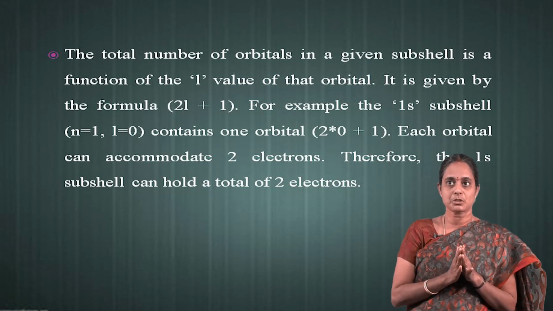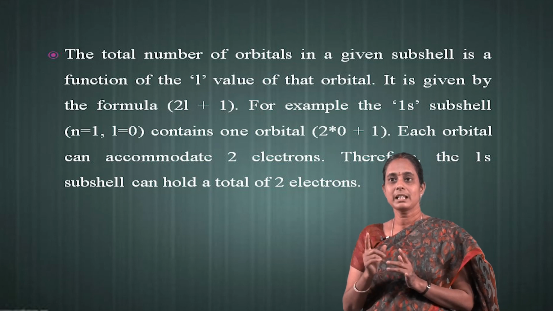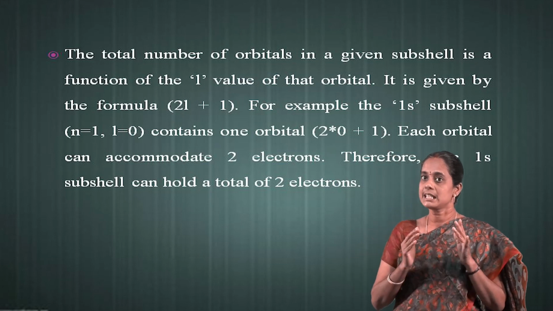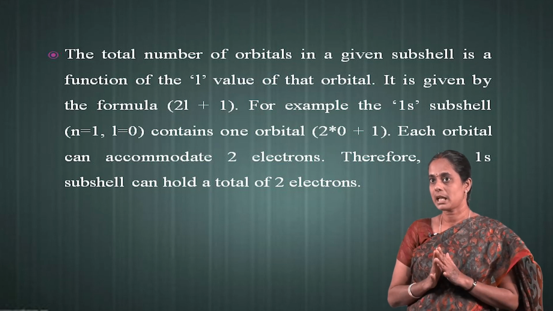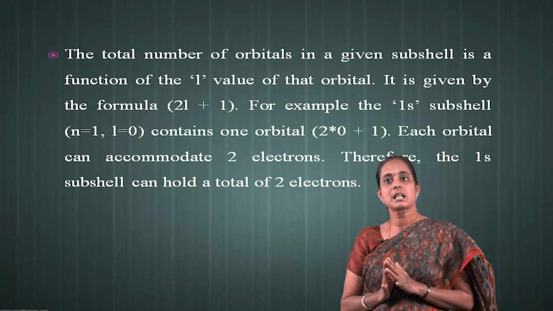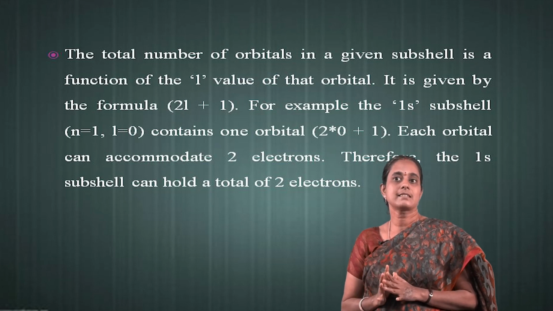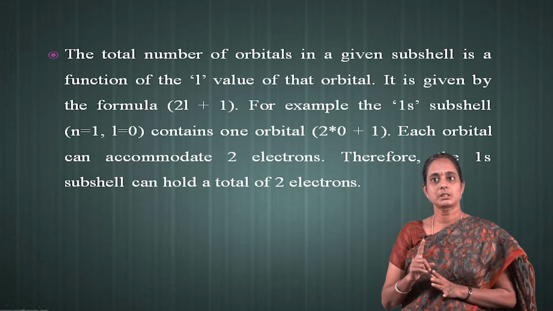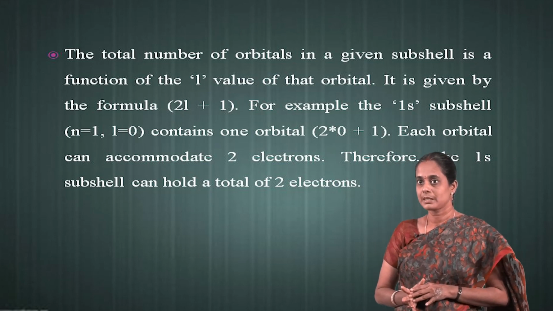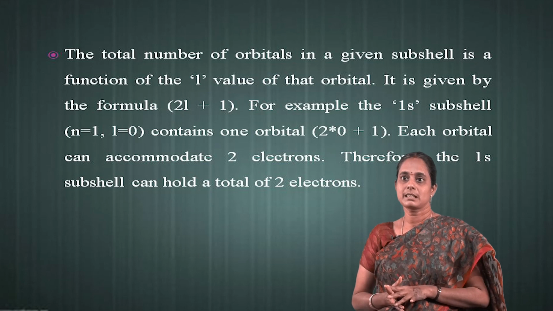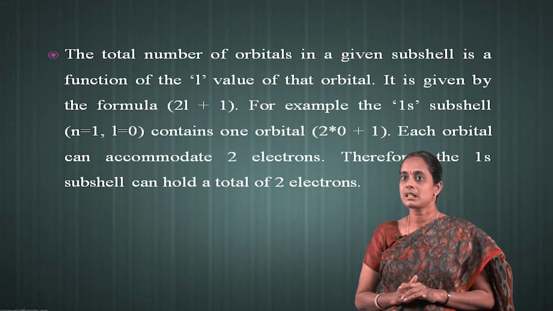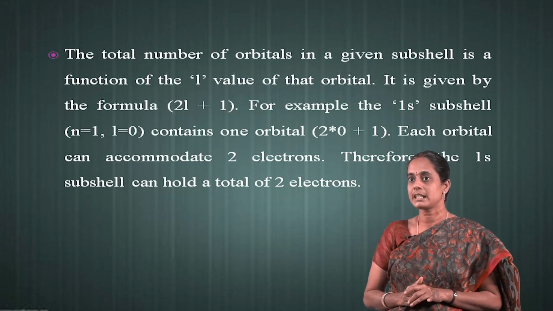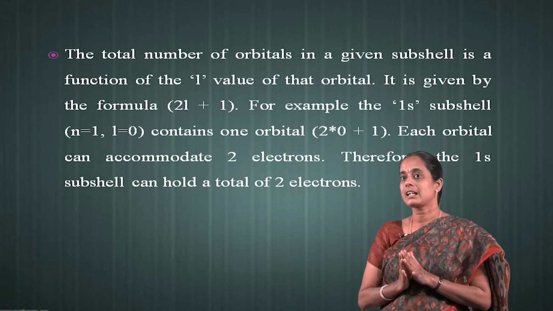In the 2p subshell, n is equal to 2, l is equal to 1. It contains 3 orbitals. Each orbital accommodates 2 electrons. So, the 2p subshell can hold 6 electrons. In the 3d subshell, n is equal to 3, l is equal to 2. So, it contains 5 orbitals. Each orbital accommodates 2 electrons. So, the total number of electrons in the 3d subshell is 10 electrons.